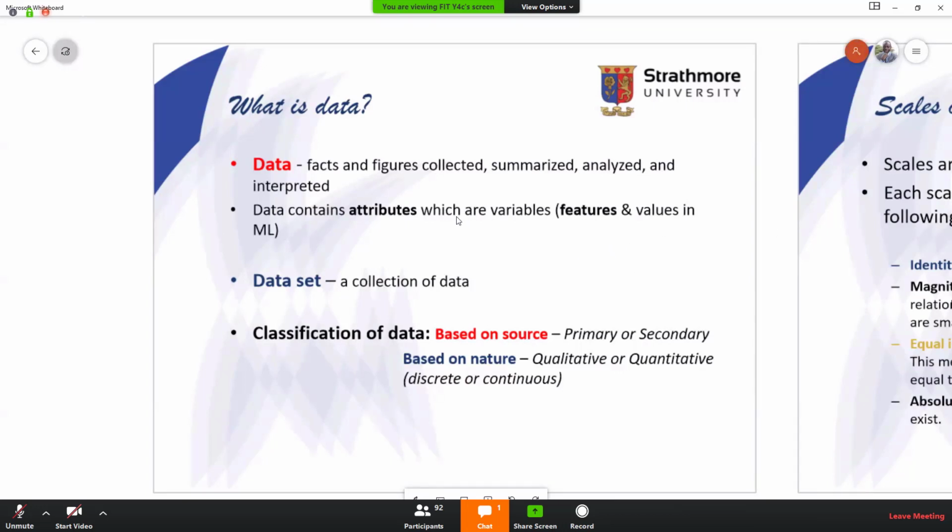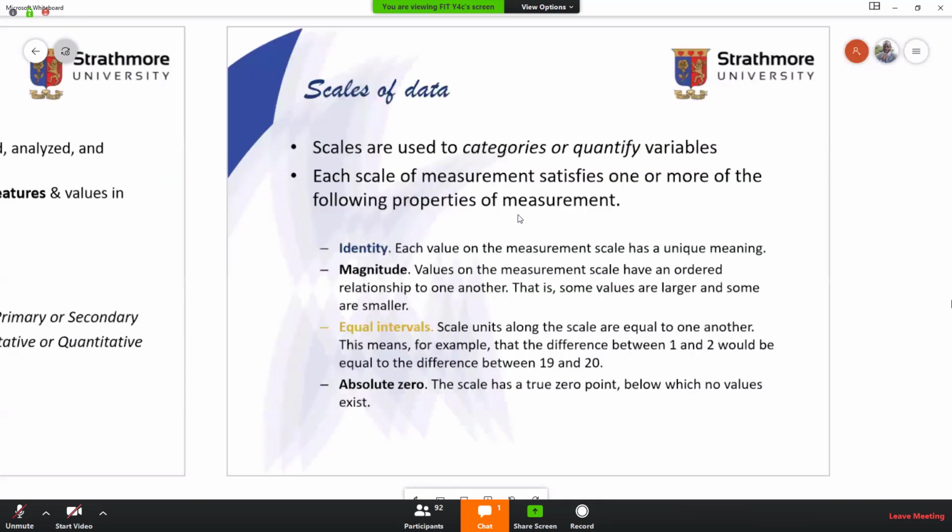Now, the most important thing I will point out here is that data has scales. A scale is used to quantify variables in a data. And there are 4 important scales that we are going to look at that you must know. Before we look at those 4 scales, there are what we call properties of a scale. There are 4 properties of a scale, and any given scale has one or more of these properties.